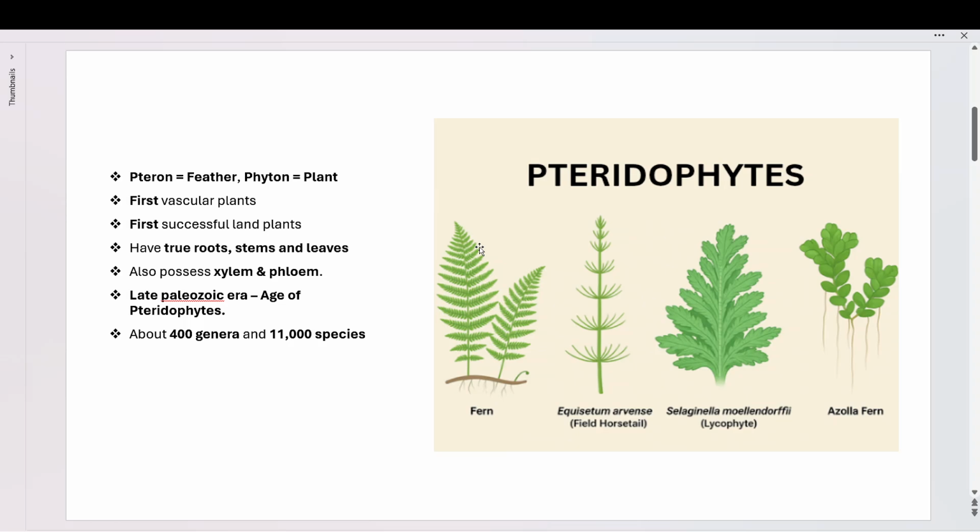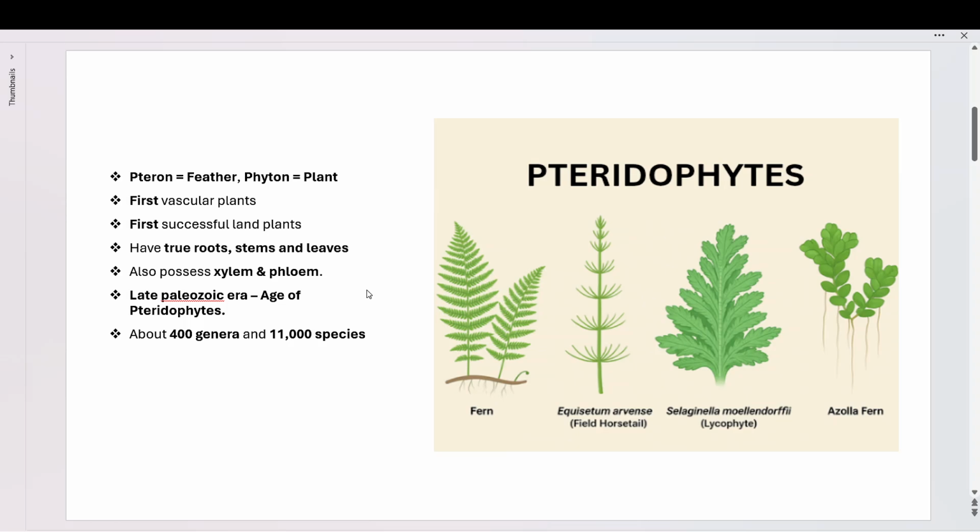Also, its importance. Pteridophytes are evolutionarily very important because they are the first vascular plants, the first true land plants, and the first successful terrestrial plants. Unlike bryophytes, pteridophytes possess true root, stem, and leaves-like structure. They also possess vascular tissues like xylem and phloem. Xylem conducts water for plant growth and phloem conducts food.